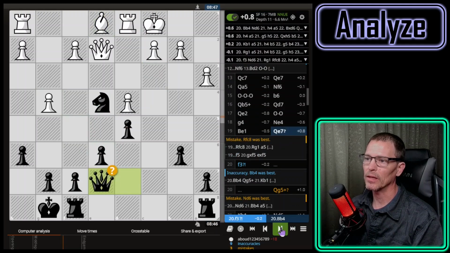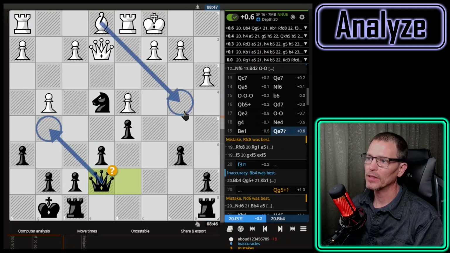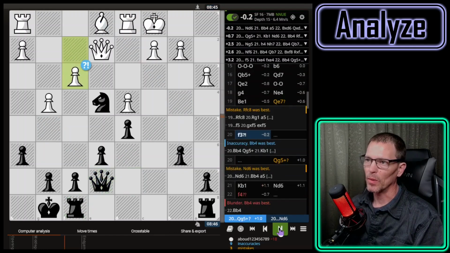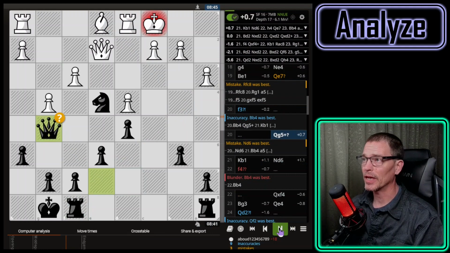But backing up, what was so bad about queen to e7? Oh, bishop to b4. That's pretty bad, because that skewers my queen and my rook. Okay, my opponent didn't see it, so we were okay. That was a mistake to check?